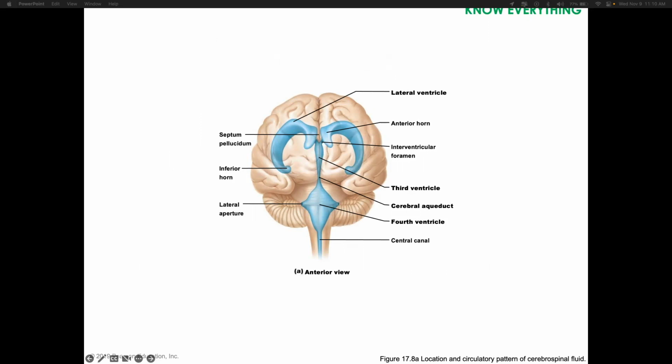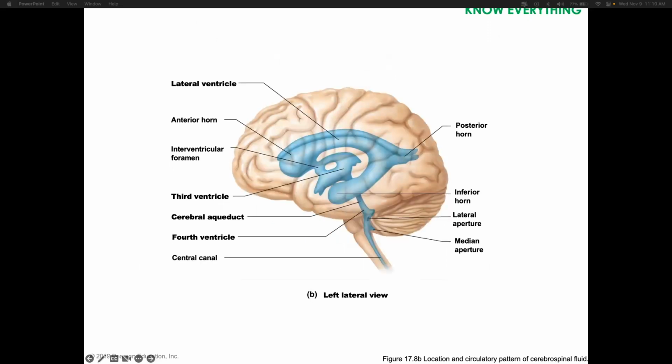And then in between the third and fourth ventricle is the cerebral aqueduct, which flows the cerebrospinal fluid from the third to the fourth ventricle. And then beneath the fourth ventricle is the central canal, which allows cerebrospinal fluid to flow down from the brain and into the spinal cord.